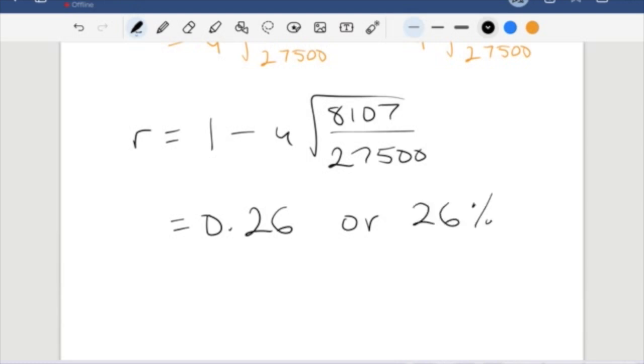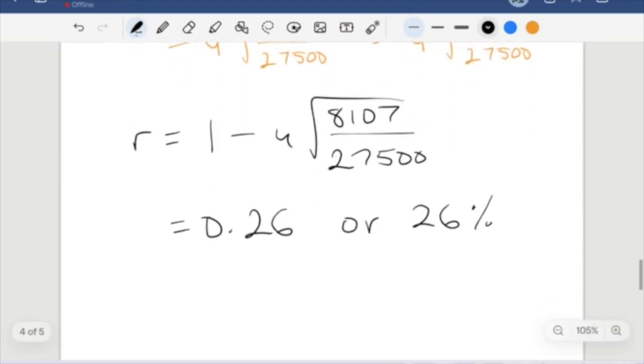So that means that the annual rate of depreciation, this thing, to get from my initial price of 27,500 to my final price of 8,107, my van had to have gone down by an annual rate of depreciation of 26%. This is probably one of the harder questions you'll encounter in this topic, but once again, the same principles apply.